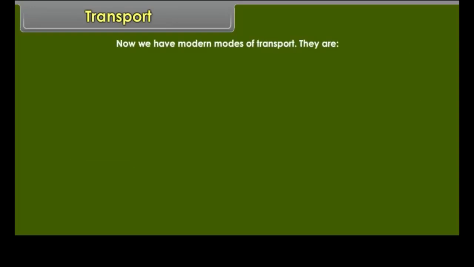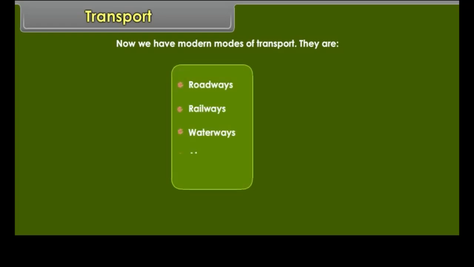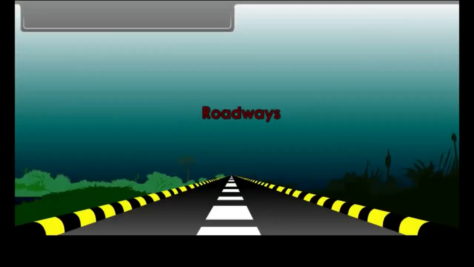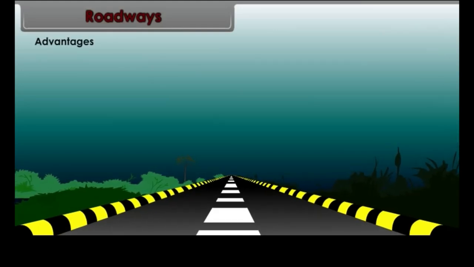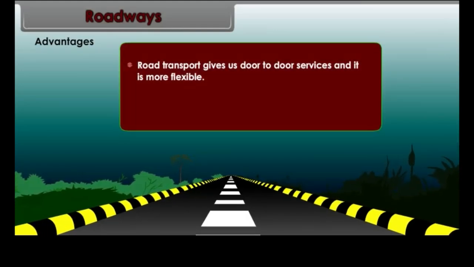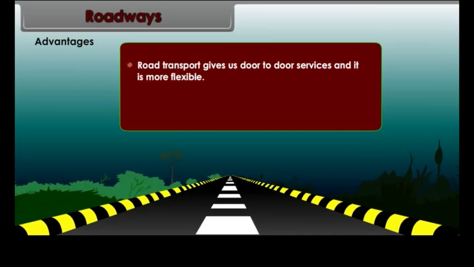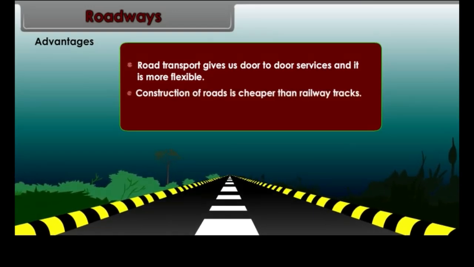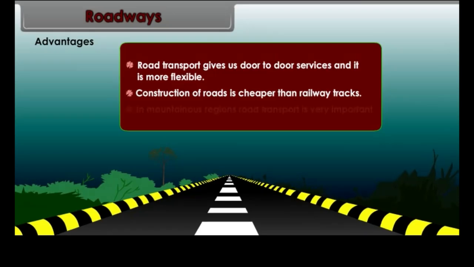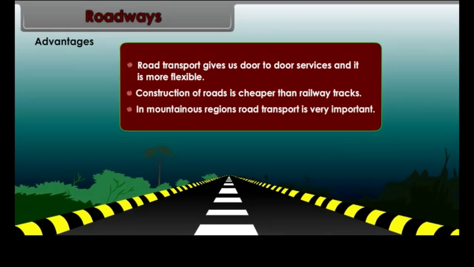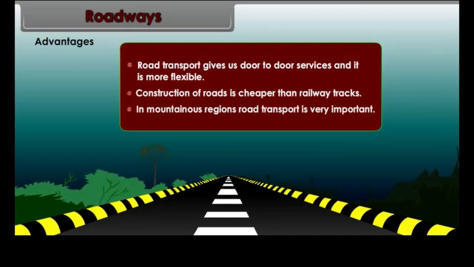Now, we have modern modes of transport. They are roadways, railways, waterways and airways. Roadways. Advantages. Road transport gives us door-to-door services and it is more flexible. Construction of roads is cheaper than railway tracks. In mountainous regions, road transport is very important.